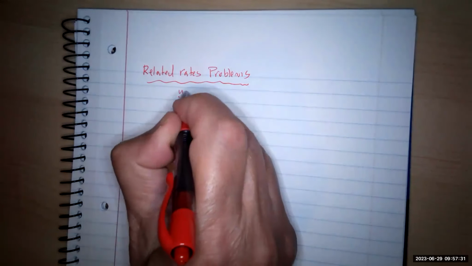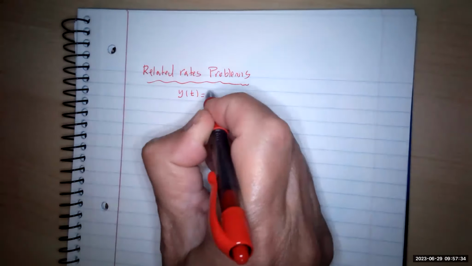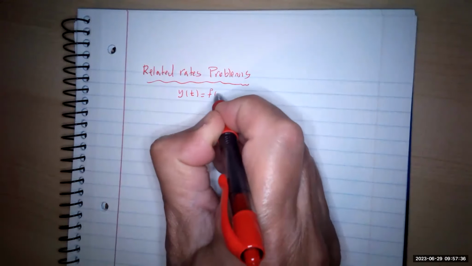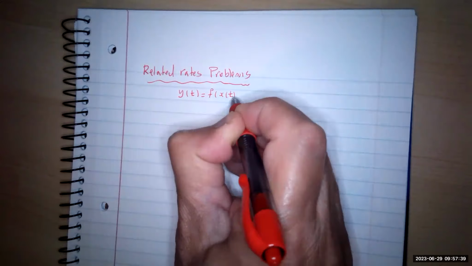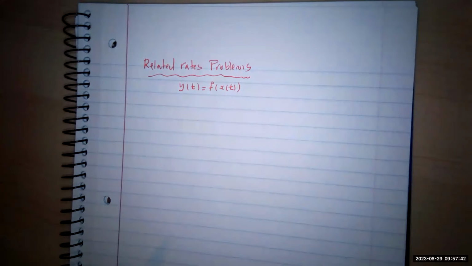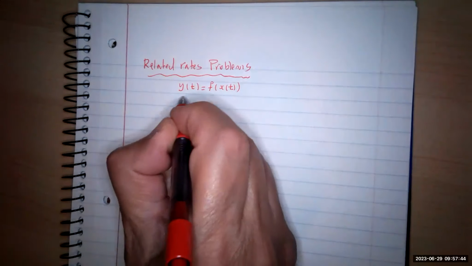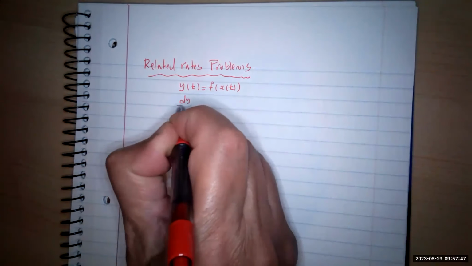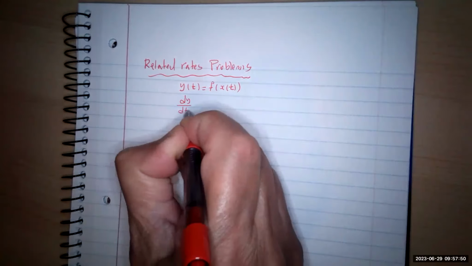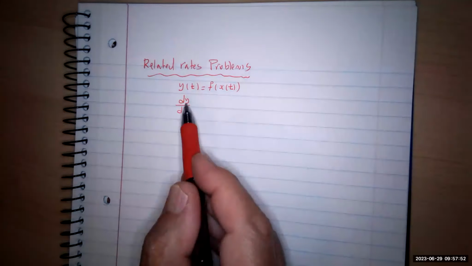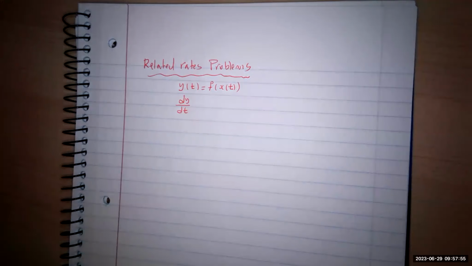Okay, so the idea is you have a function y that is a function of t, and you already have the function f of x, where x is also a function of t. So what we like to do is differentiate this with respect to t, and we find the derivative of y with respect to t. This is called the rate of y with respect to t. It's like the speed or velocity rate, or the rate of the cost, profit, price, demand, depending on what function you have.